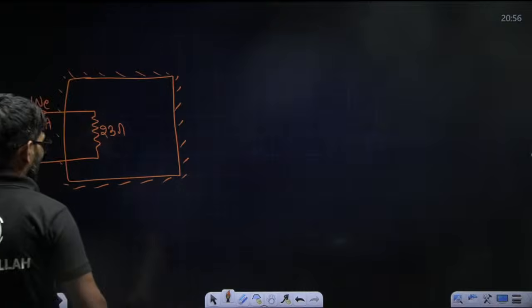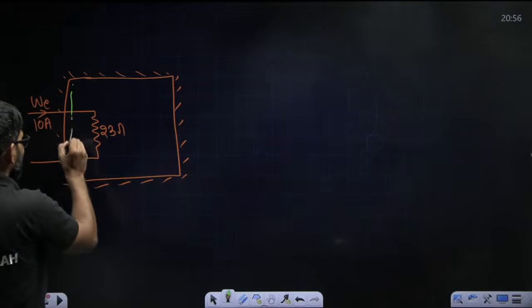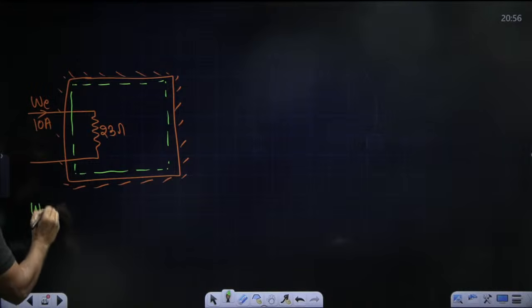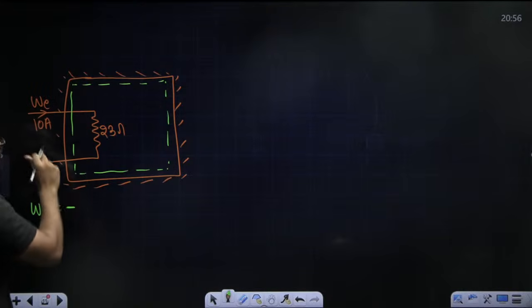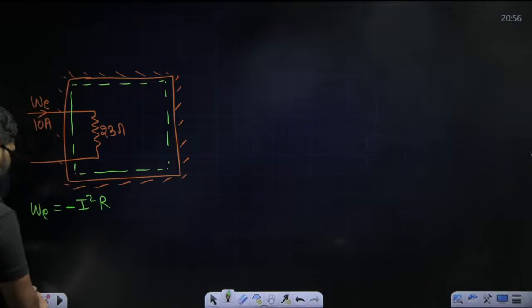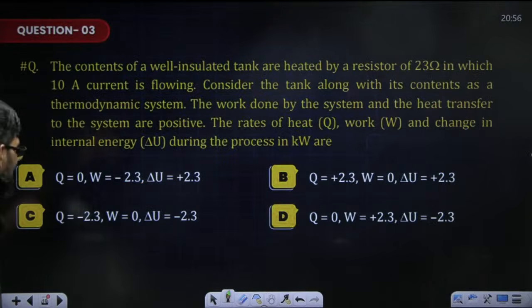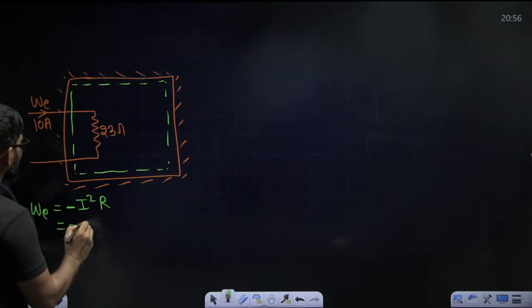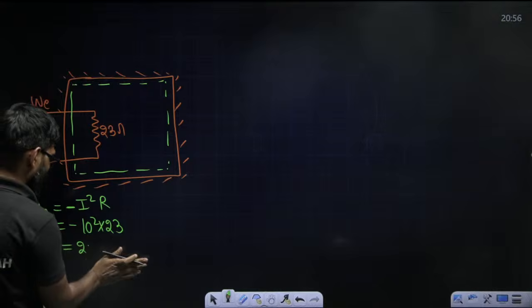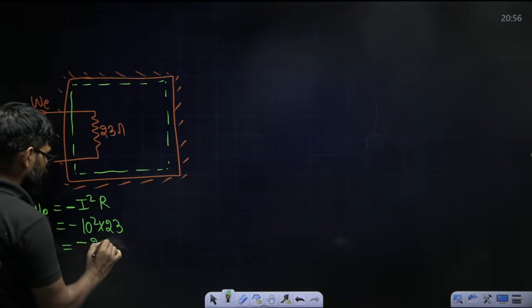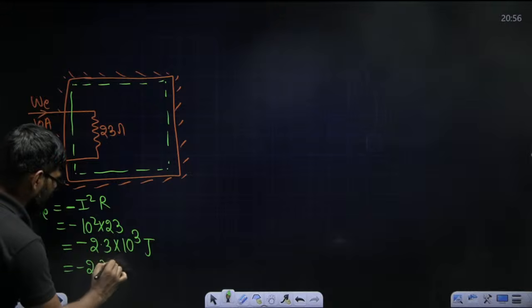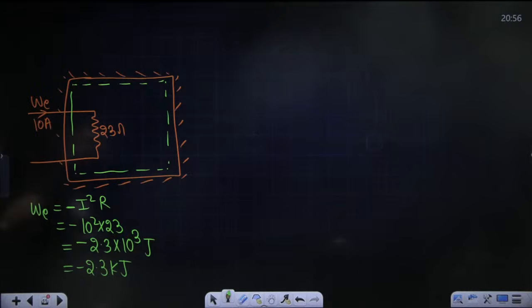Now I'll consider this complete thing as a system. W electrical is entering the system, so it will come as minus W work entering the system, so minus I square R. I square R means minus 10 square into 23, so it will come minus 2.3 into 10 to the power 3 joule, or we can say minus 2.3 kilojoule. Correct, so this is W electrical.